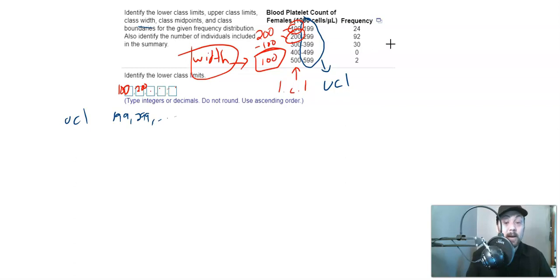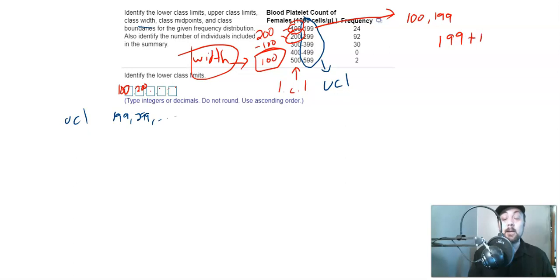For class midpoints, we want the value exactly halfway in between the lower class limit and the upper class limit of each class. So we'll start with the first class here. We have 100 and 199. I want the number exactly halfway in between those two. Again, you might be pretty good at figuring it out just by looking at it. I'm thinking it's 149.5, but I want to make sure, so I'm going to calculate it.